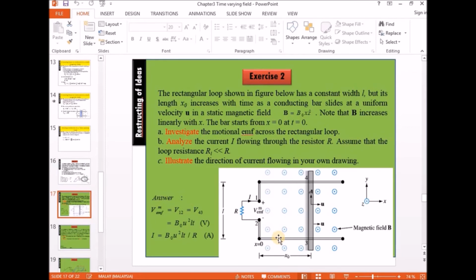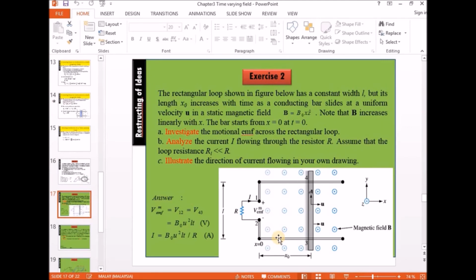The length increases with time. This is your x0. Can you see x0? It means that this thing will move from time 0. When the time is equal to 0, it will be at this position. When you increase the time, it will be at a different position. Note that the B increases linearly with x. So this one is your B. When your x increases, your B will increase as well. So the bar starts from 0 at t equals 0.